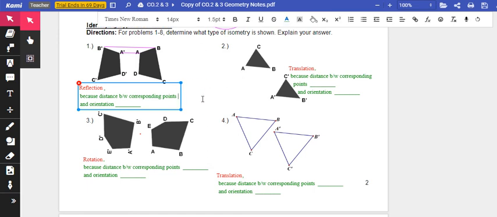The distance between corresponding points has changed, and I just realized I put my abbreviation for between instead of the full word in here. We'll change that, at least on this one, so that you see what my shorthand was. So the distance between corresponding points has changed. Now let's look at orientation.